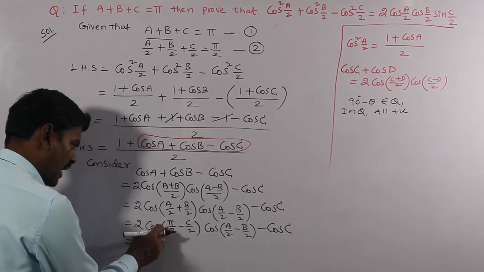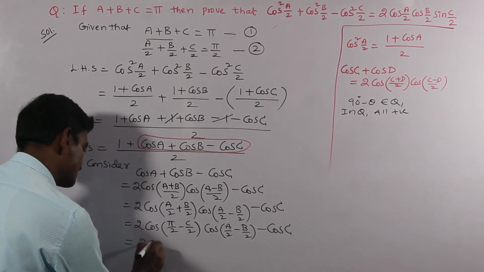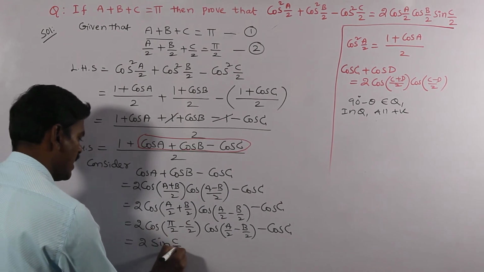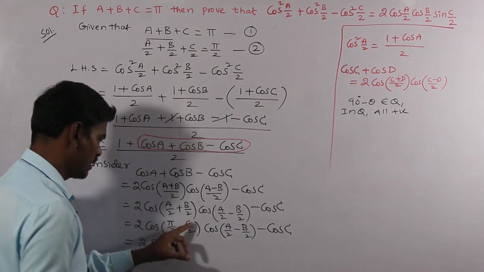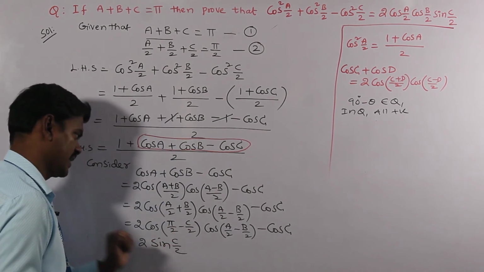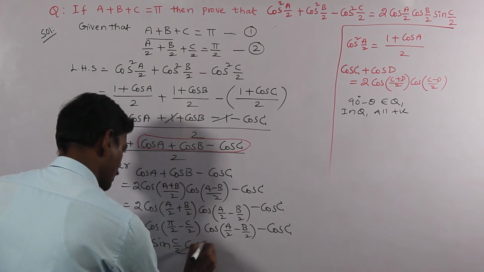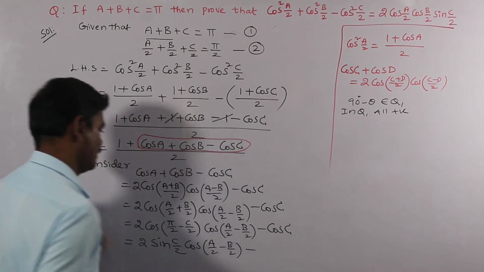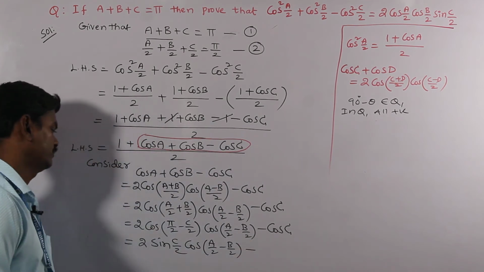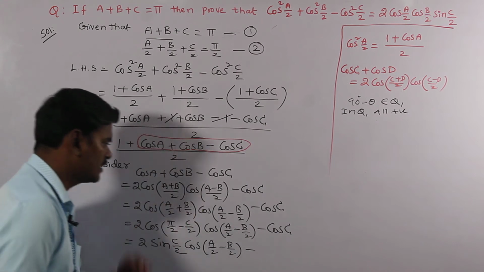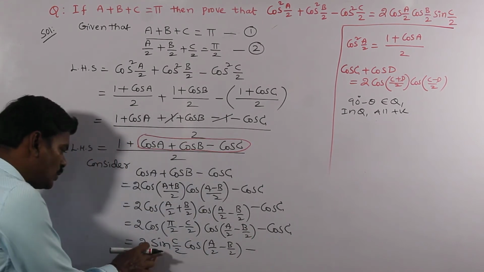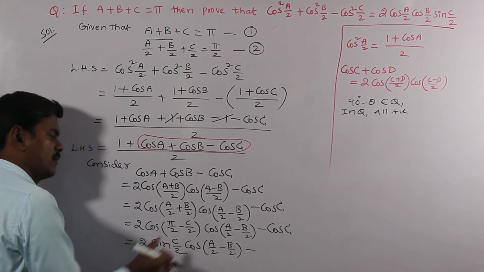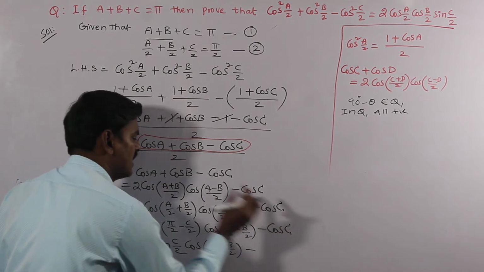Next, due to 90 degrees minus theta, cos changes as sin. Sin c by 2, and we should write the angle the same. So sin c by 2 into cos of a by 2 minus b by 2. Now minus, now time to write the cos c formula. When we need to write the cos c formula, you may get either sin or cos here, so depending on the situation we will select the formula.